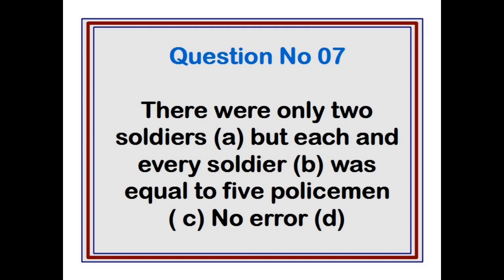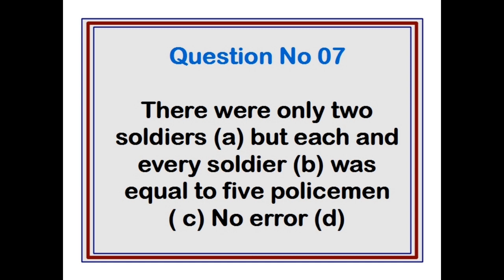This is a very important question. Now look at the sentence. There were only two soldiers. This is option A. But each and every soldier, option B, was equal to 5 policemen. Option C, no error. D. I can tell you the error lies here in the B part. But can you tell me why? Let's see.